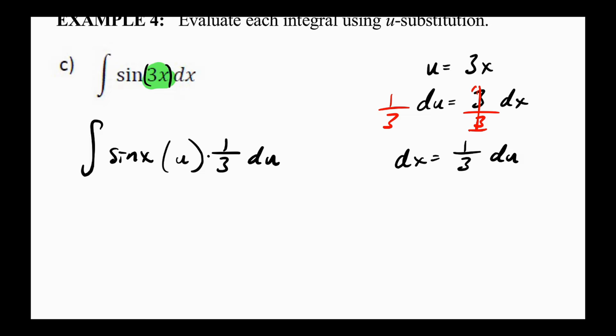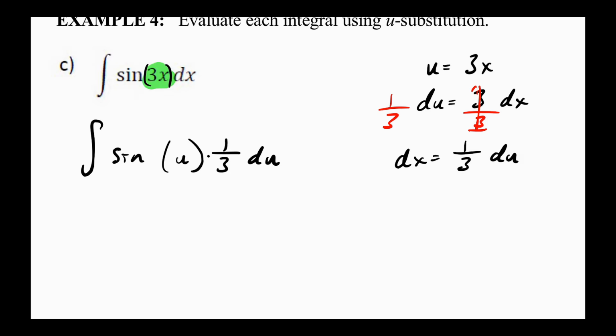Okay. Oops, why did I put X? I shouldn't have put X. Should be just sine. Just sine of U. U is the angle now. There's no more X's. It's only U's, right? That's how I know I did it correctly. There's no more other letters. There's no other variables. It's just one variable, and that's U.